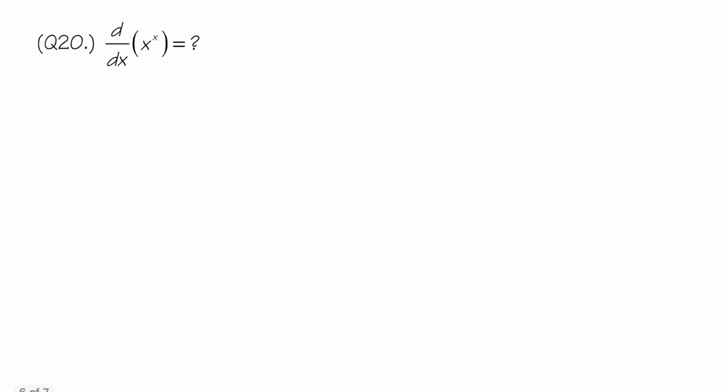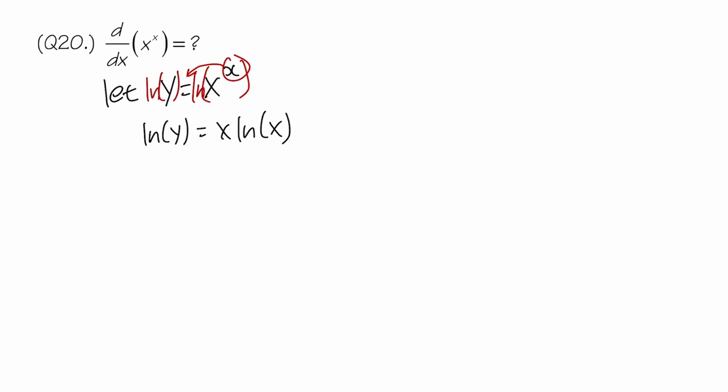Finally, we are going to take the derivative of x to the x power. And this is the classic way to do it. We can say let y equal x to the x power. Then we do implicit differentiation after we take the natural log on both sides. So this right here becomes ln y. And then for the right hand side, we can put the power to the front. So we have x times ln x.